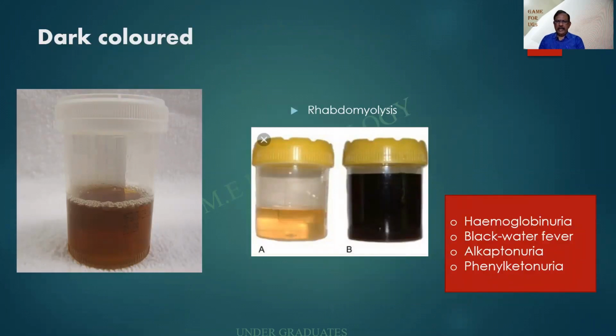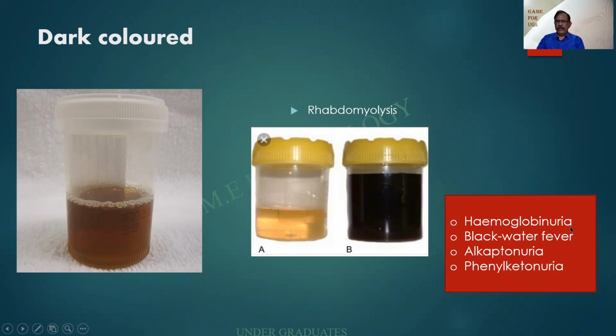There can be a dark colored urine. Dark colored urine you can get in some conditions. One, what we are seeing over here is rhabdomyolysis. This is a normal urine given for comparison, but here the patient is passing a brownish black colored urine because of rhabdomyolysis. The other things you people know.